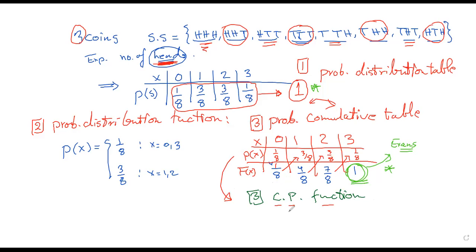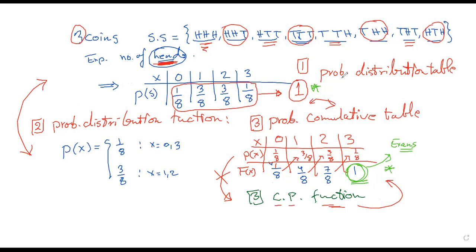It's never asked. They may give you the function and ask you to find the table. So this way is not there, unlike the probability distribution table and probability distribution function. This question comes in two ways.